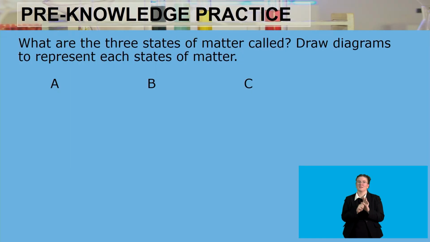With what we know, let's see if we can answer the following question. This question is in two parts. The first part is that we need to write down the three states of matter. The question says, what are the three states of matter called? And the second part asks us to draw diagrams to represent each state of matter. So firstly, what are the three states of matter called? We have solids, we have liquids, and we have gases.